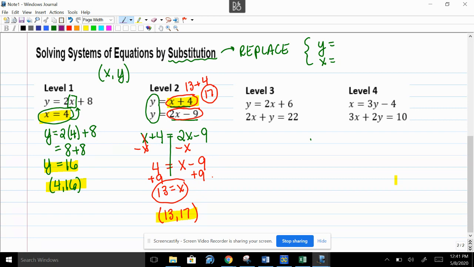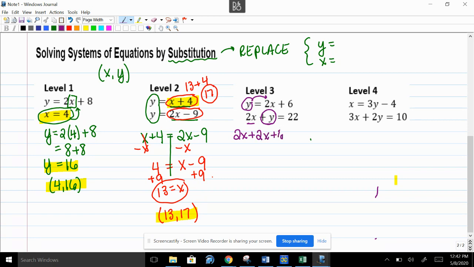So here's what I'm getting at. Y is equal to 2x plus 6. So that means this y right here is also going to be equal to 2x plus 6. So there's your substitution. So in this bottom equation, instead of having 2x plus y, it's going to be 2x plus 2x plus 6.